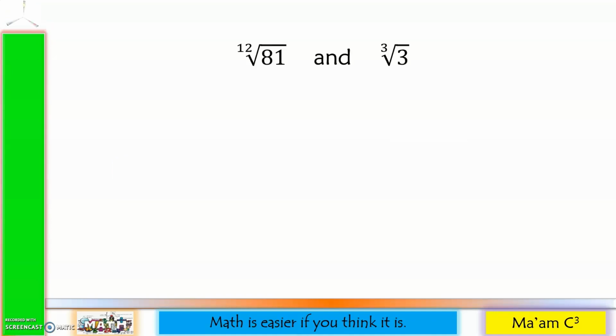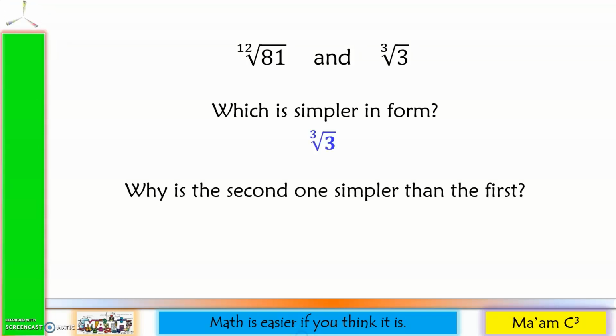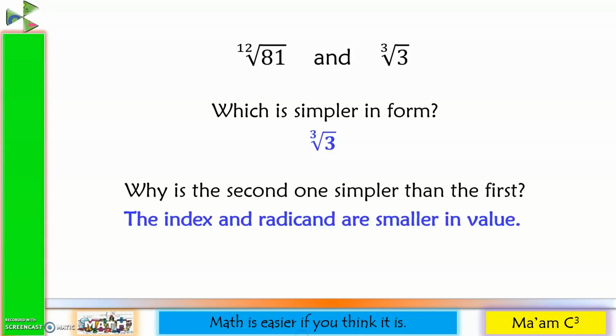Examine these radicals. Which is simpler in form? The cube root of 3. Why is the second one simpler than the first? Because the index and the radicand are smaller in value. This is 12 and this is 3. This is 81 and this is 3. But the question is, do you think they are equal?